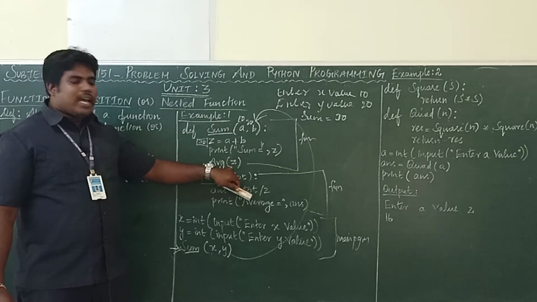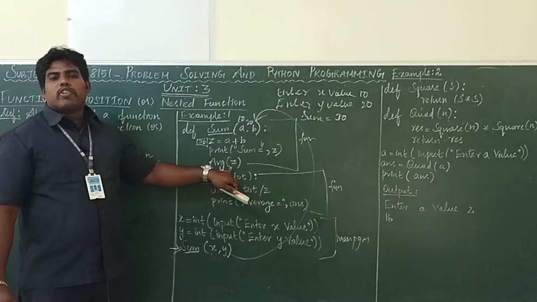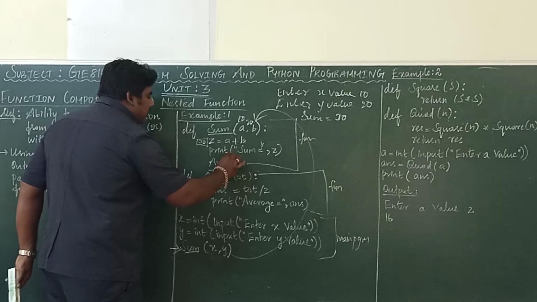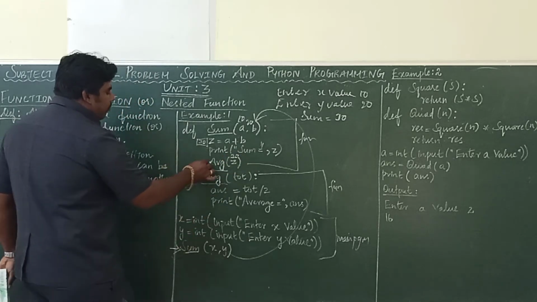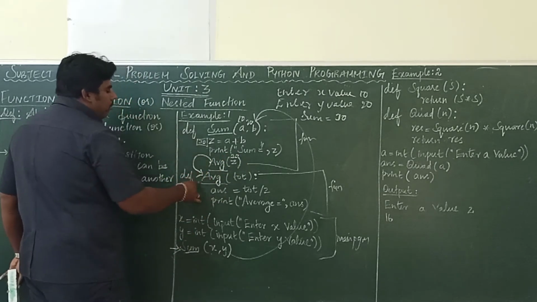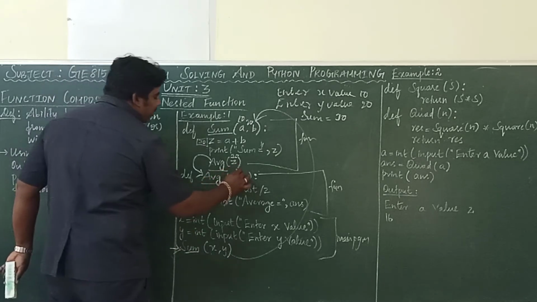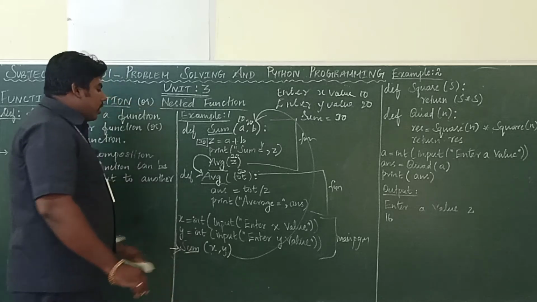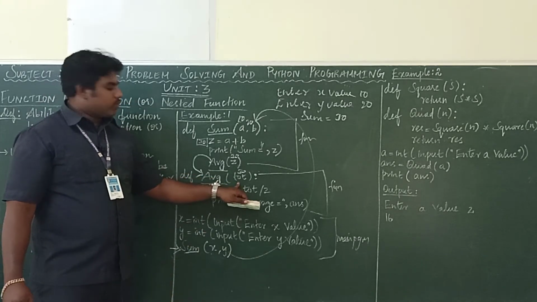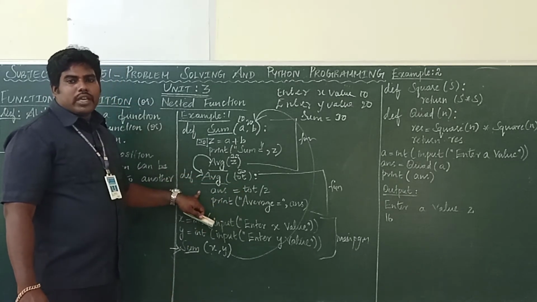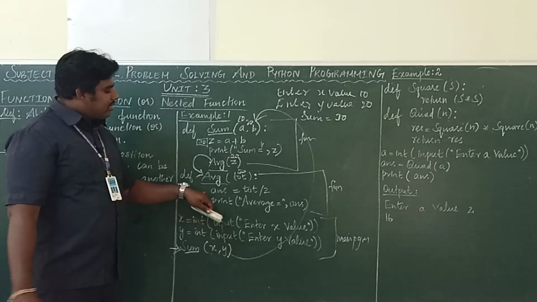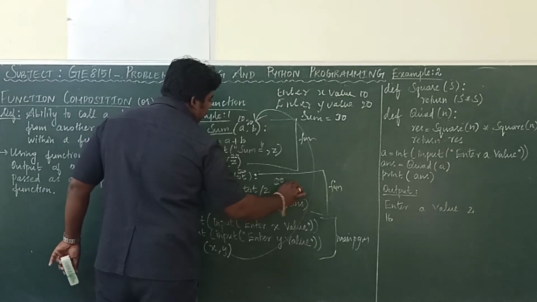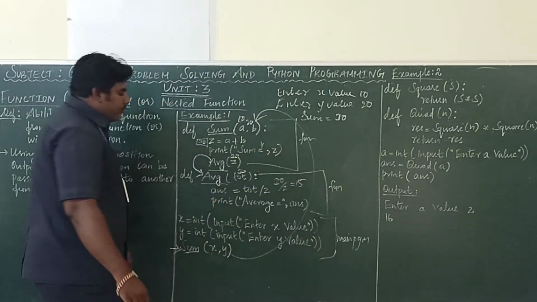It is passed as the input argument of another function. So here, AVG of Z. What is Z? 30. So it's a function call, so it will come to the definition. At that time, what's the total? This Z value is passed to this total. Now total is 30. So answer equal to, here I am going to find the average. Answer is the variable. Variable equal to 30 divided by 2. You will get the answer 15.